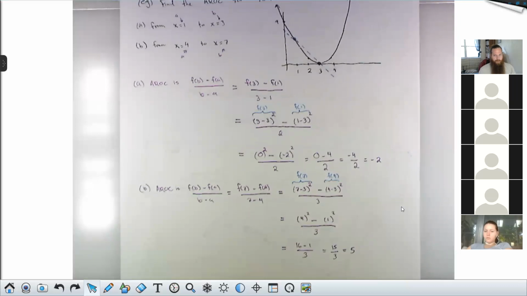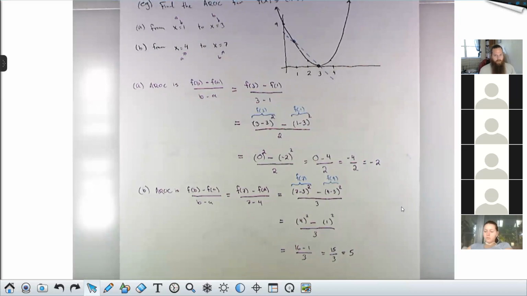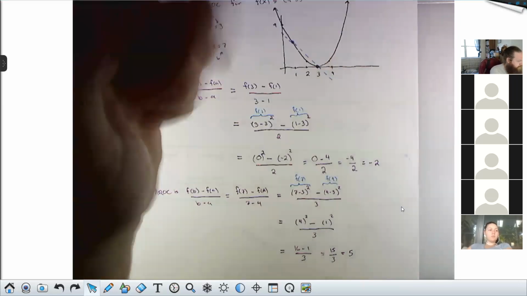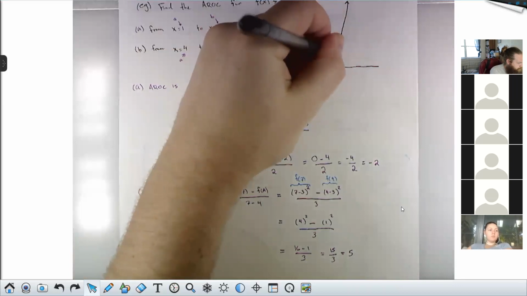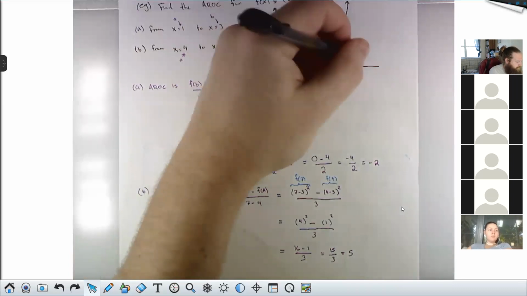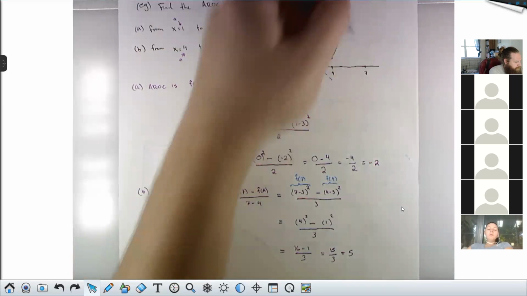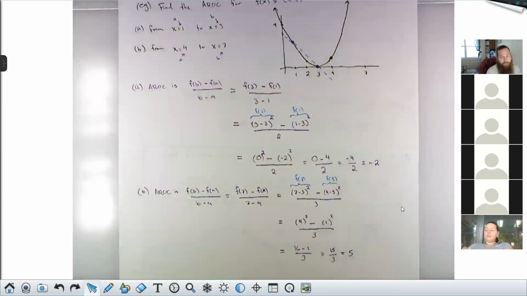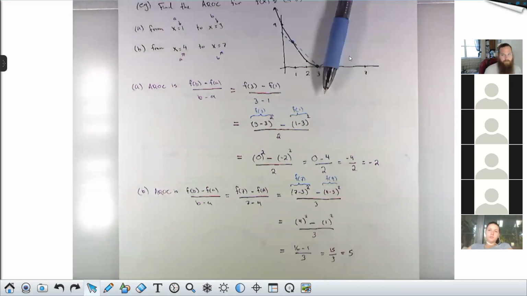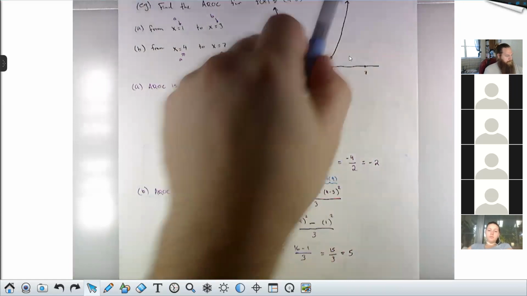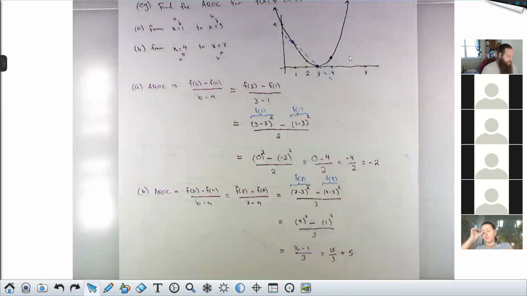I don't have space on the page here to draw the line whose slope we're calculating. The 4 comma f of 4 point is right here, but the 7 comma f of 7 point is way up off the top of the page. But you can see that from 4 to 7, if you were to draw that line in, it would look something like this. It would be going up quite steeply, so getting a positive 5 out here is not surprising.